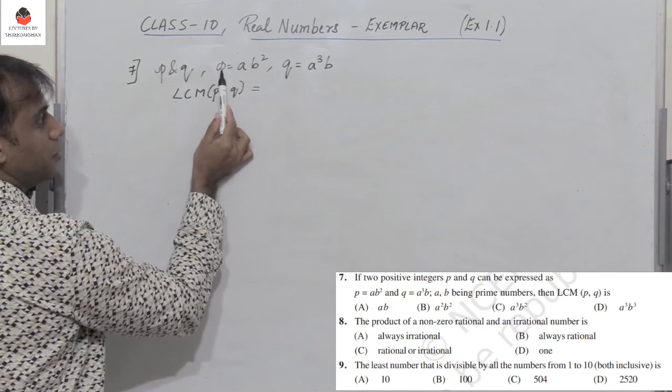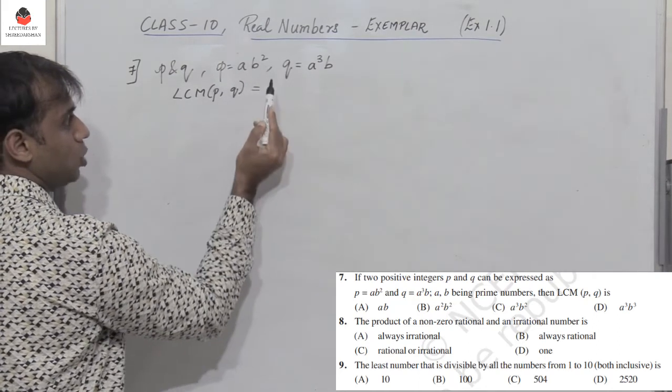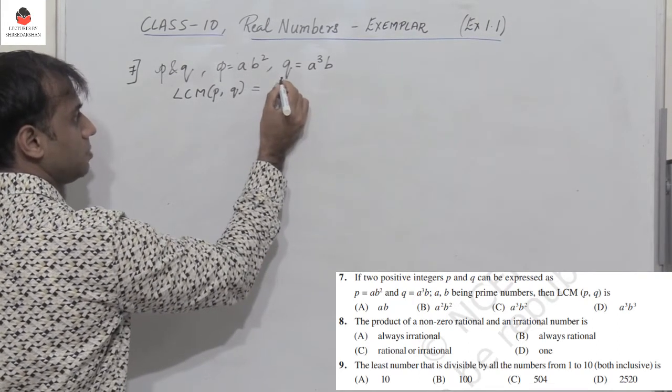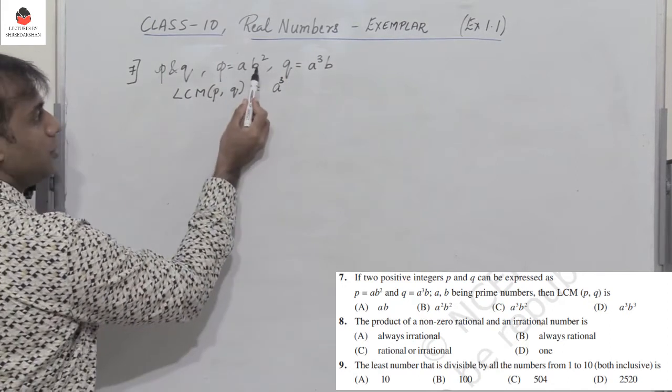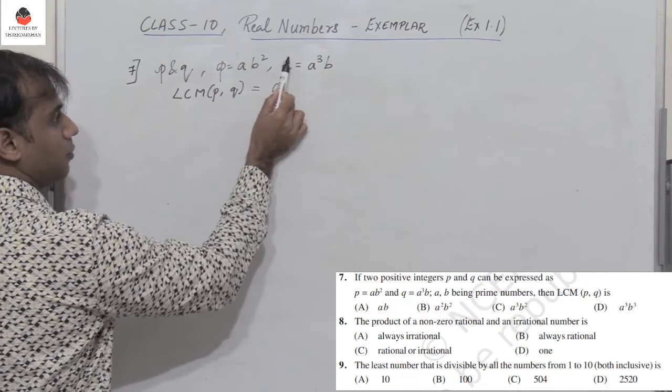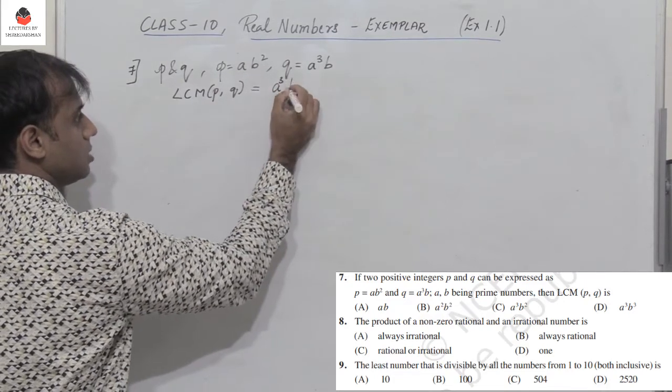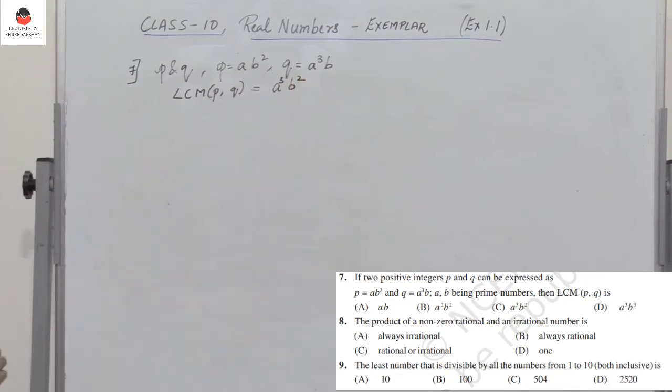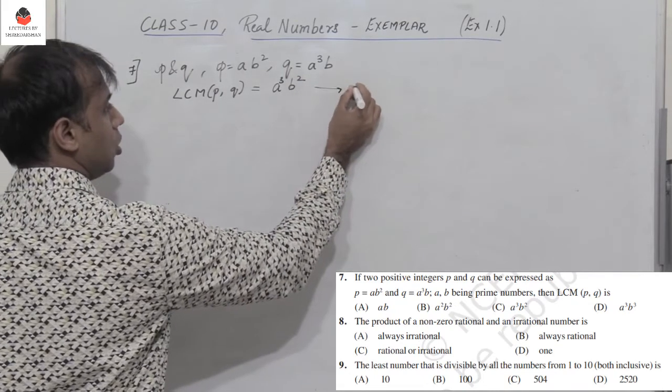So here for p you have a and for q you have a cube. So the highest power is a cube. And similarly for b, for p we have b square and for q we have b. So the highest power is b square. So the LCM of p, q is a cube b square. So the right option is option C.